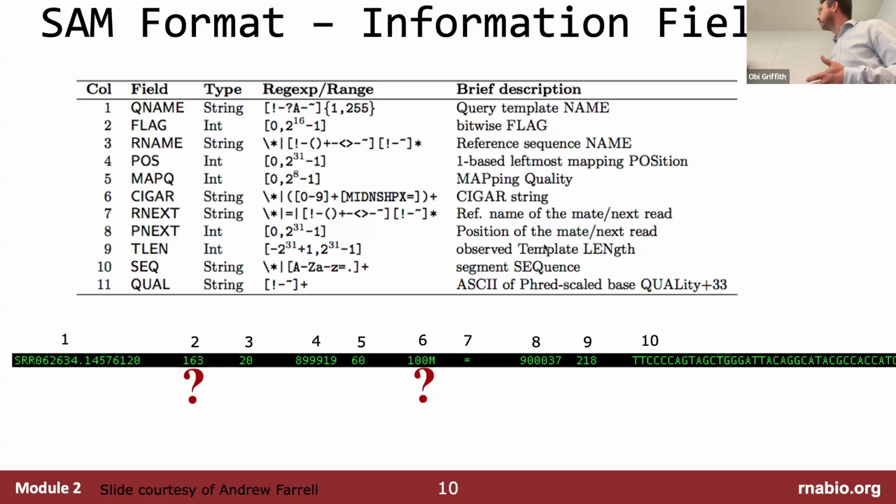Okay, so this is again just showing you one row of an alignment record from a BAM file, and we talked about most of these elements, but we left for the moment the flag and the cigar string. So what are those?